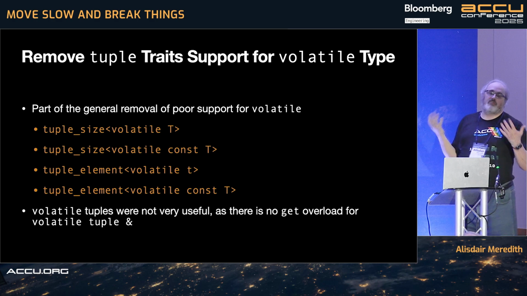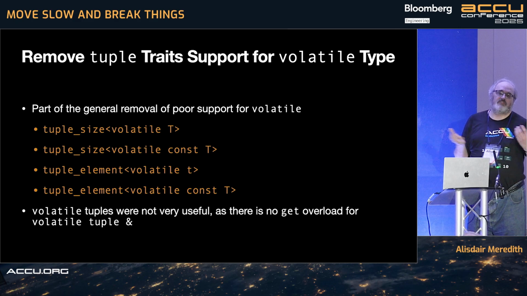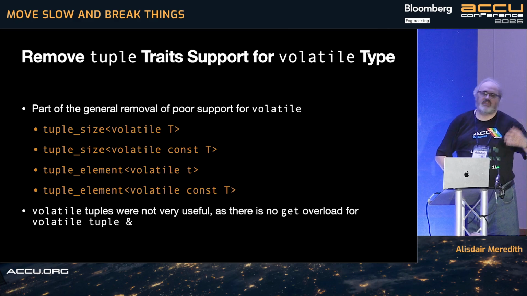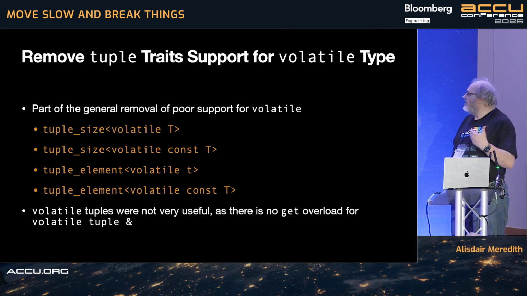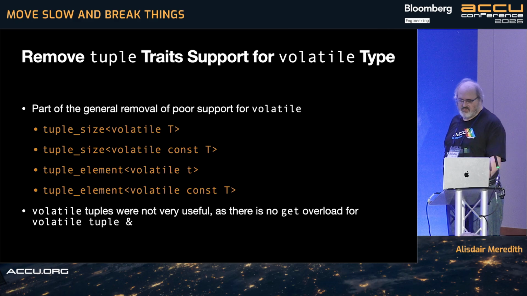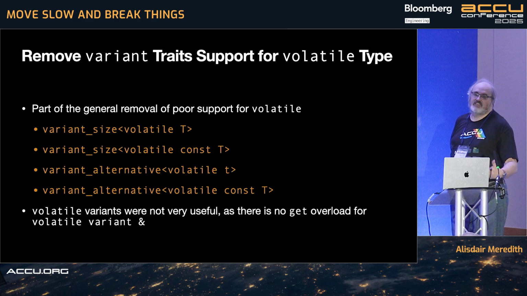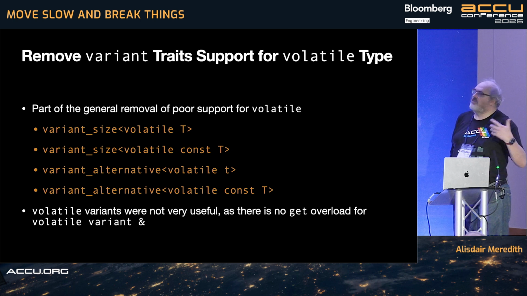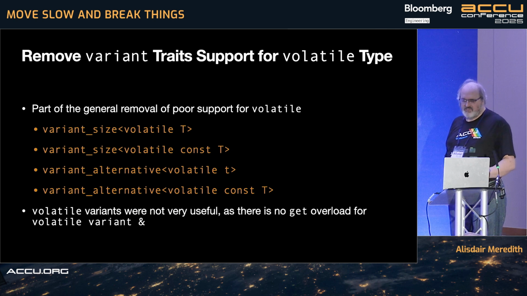So the thought was that maybe these were important for the structured bindings API, but it turns out they didn't work there either. So these have been deprecated since we deprecated all the other volatile stuff. Those are coming out of C++26. And we have a similar set of operations on variant. That's got its tuple interface, its type-based interface. Those are also being removed in 26.